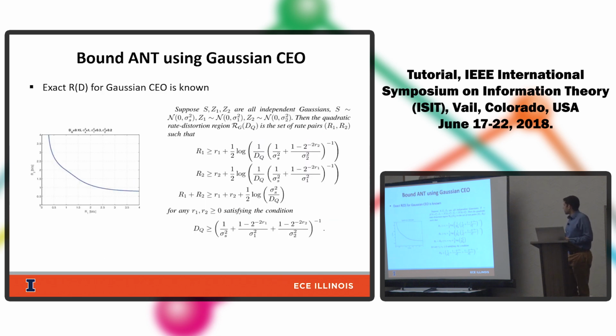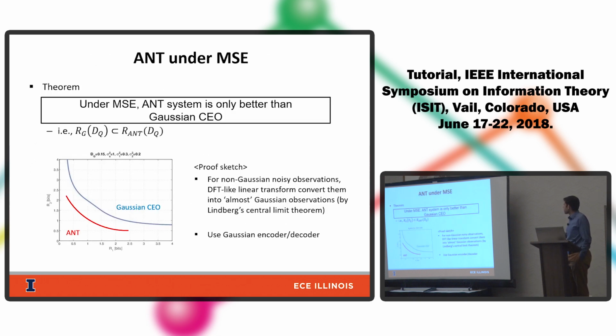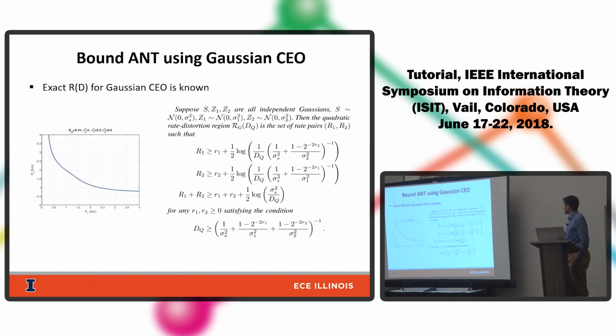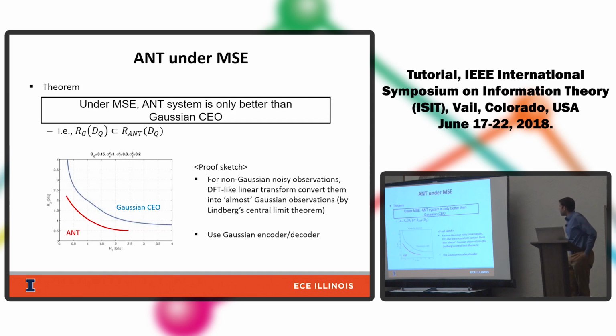Okay, so as we all know, there's an exact characterization of the rate distortion region for the Gaussian CEO problem. This was established about 15 years ago now, and this was under a mean squared error criterion. And so one can prove a very easy theorem that under mean squared error, any algorithmic noise tolerance system is only better than a Gaussian CEO problem. And that's because Gaussian noise is the worst case noise. Okay, so this gives us a bound.